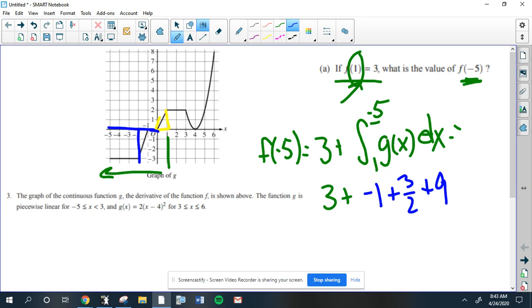And then remember, you can leave your answer just like this. And as a matter of fact, I would leave my answer just like that. I'm going to calculate it anyhow. I'm cheating. I'm just going to use my graphing calculator. 12.5.